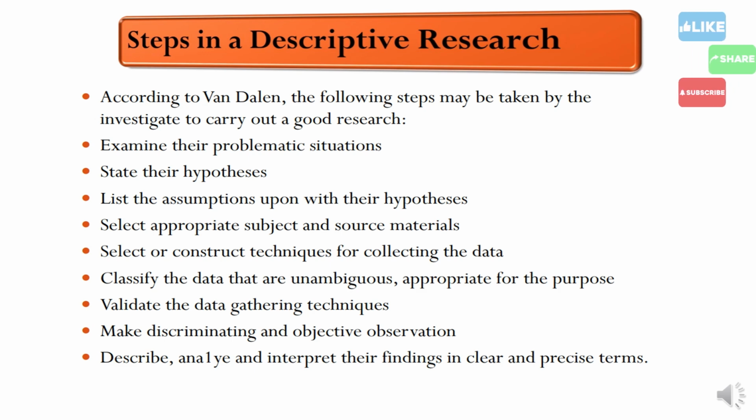After that, the researcher classifies the data so that it is unambiguous and appropriate for the purpose, and then validates the data gathering techniques. After that, making discriminating objective observations, and then they describe, analyze, and interpret their findings in clear and precise terms. These are the steps in descriptive research. Any researcher follows these steps for descriptive research.